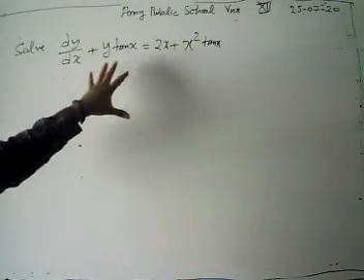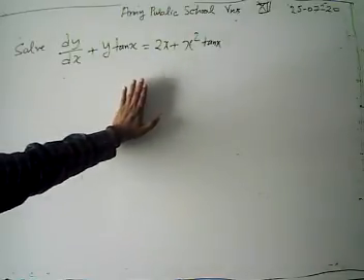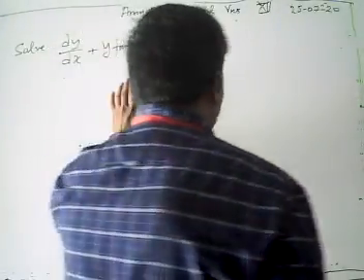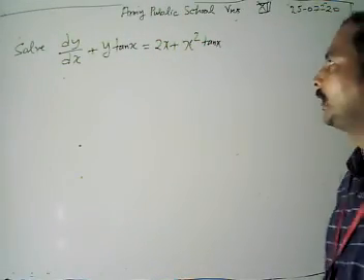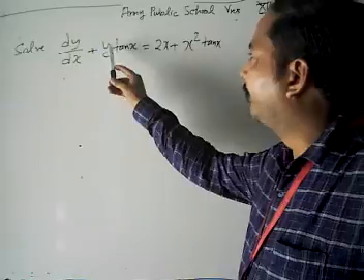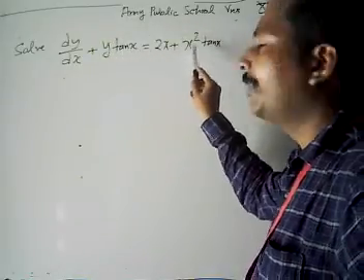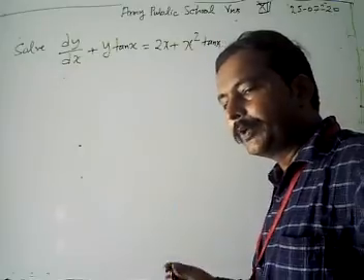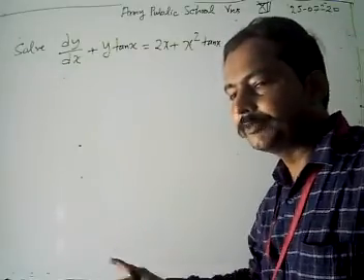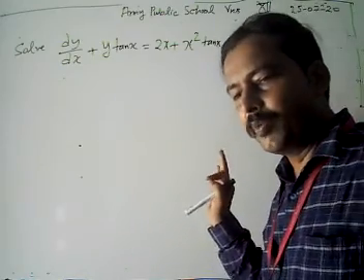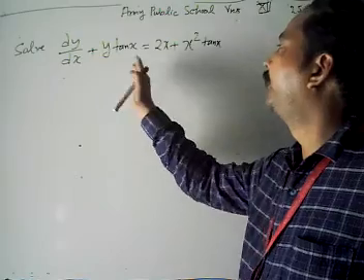Now look, how can we see that it's not homogeneous? Here the variable power is 1, here 1, here 1, but here the variable power is 2. We have to check the powers of variables. If the powers of variables in each term are the same, then it's homogeneous; otherwise it's not homogeneous.